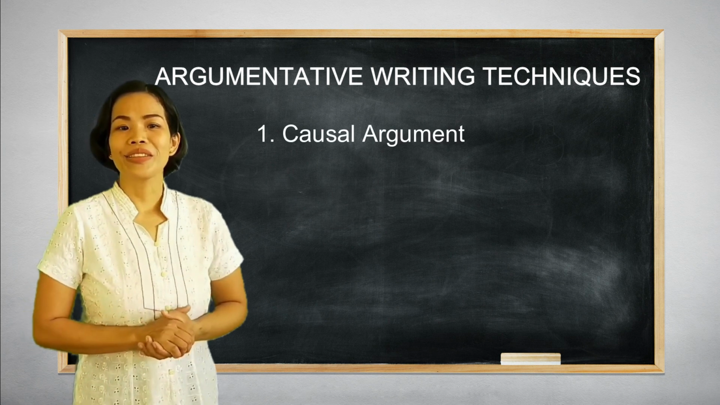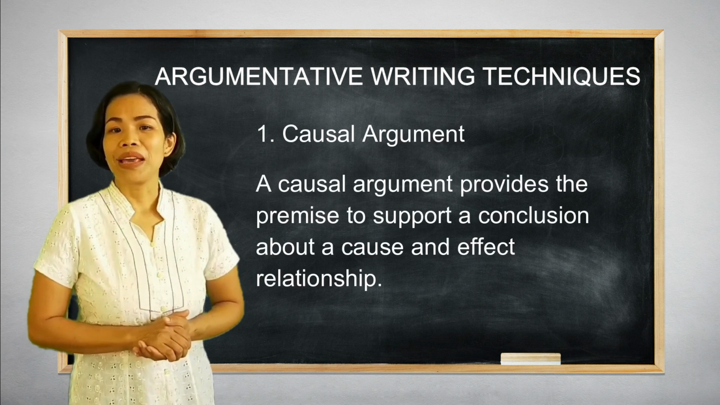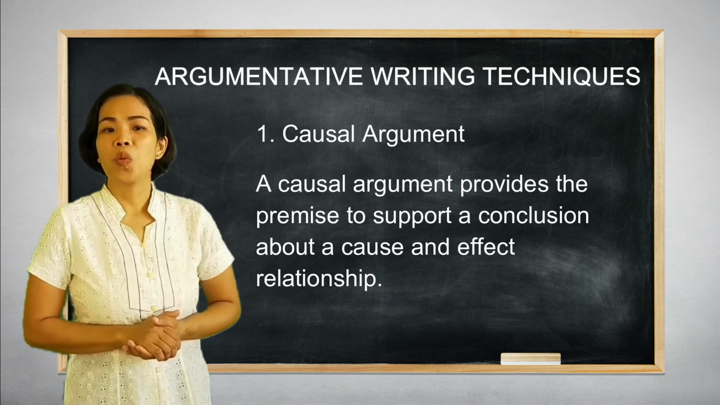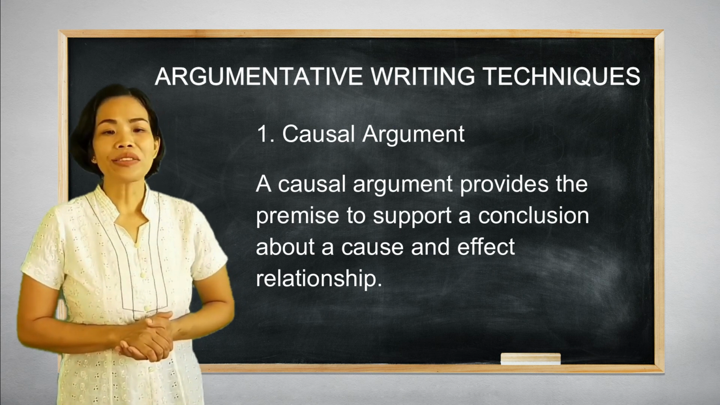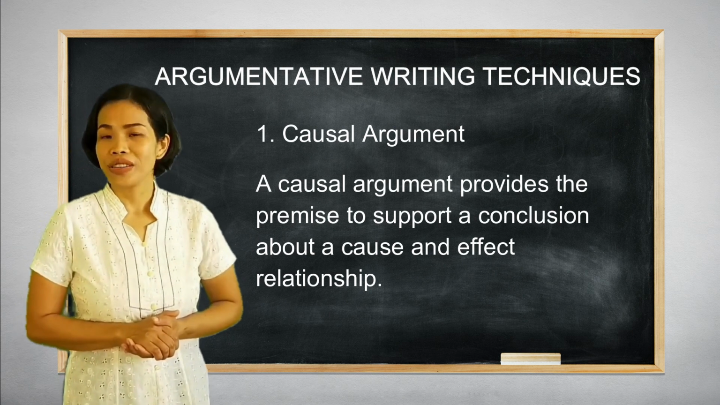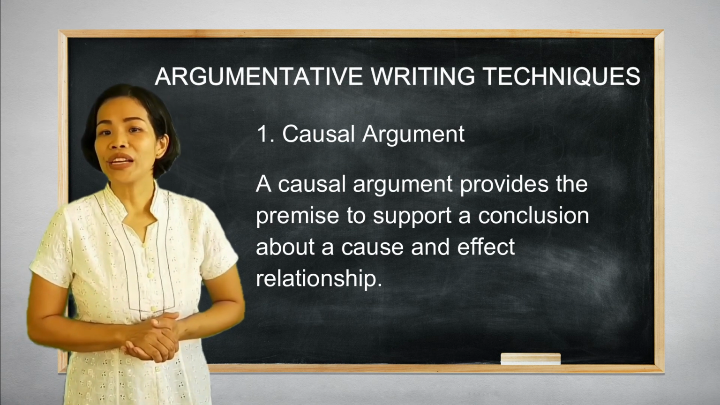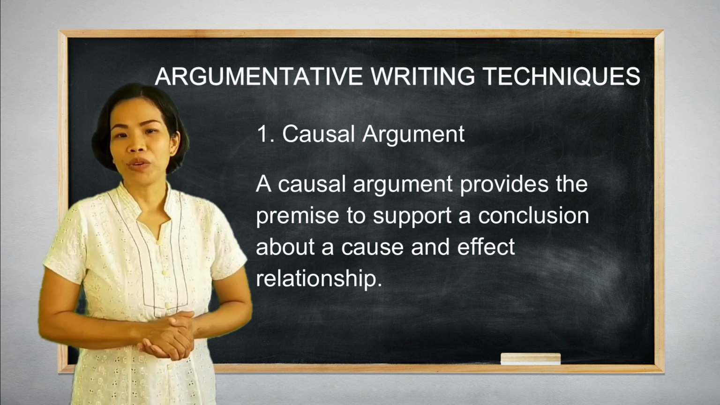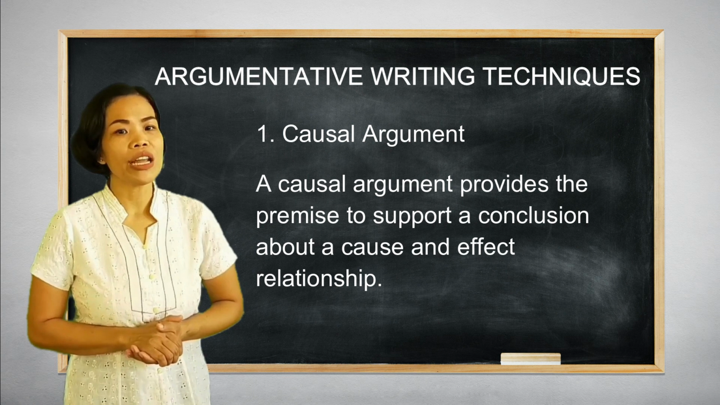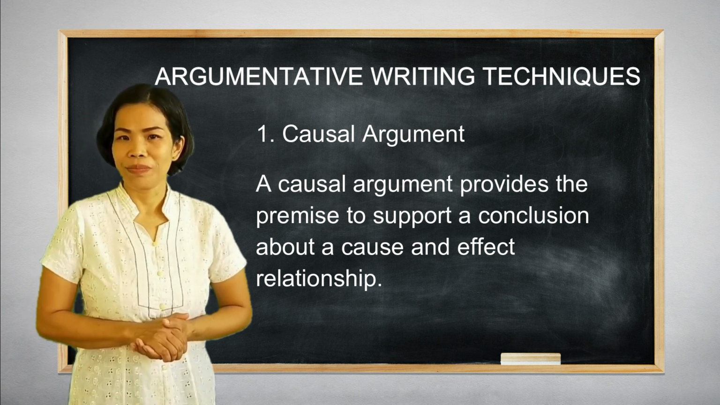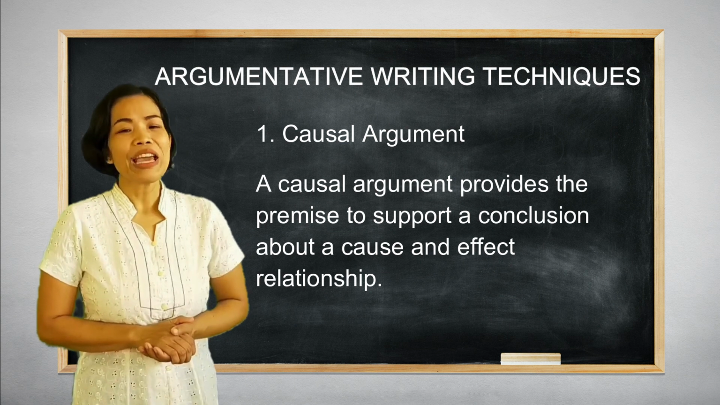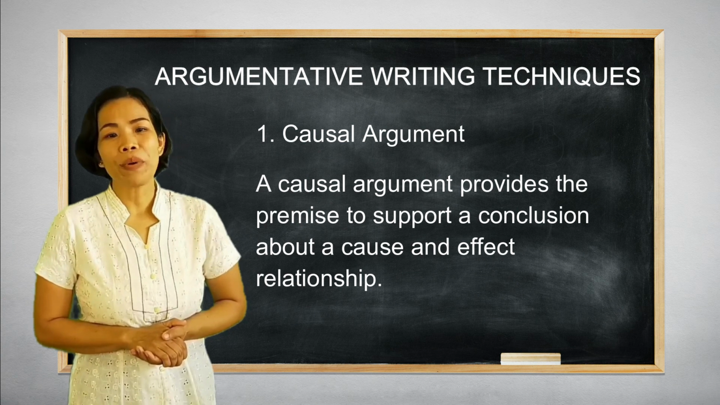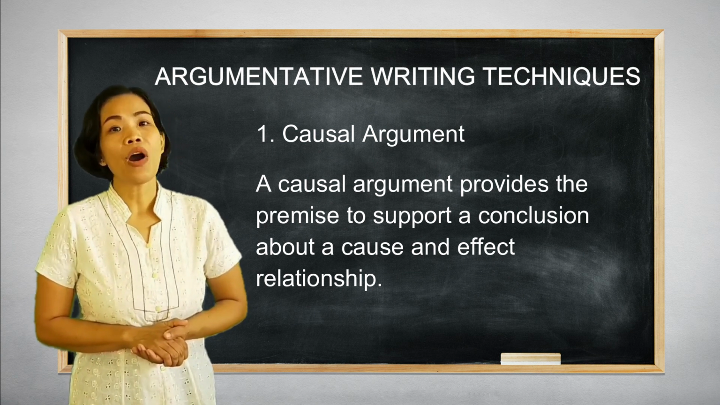1. Causal argument. A causal claim is one that asserts that there is a relationship between two events such that one is the effect of the other. A causal claim takes the form of X causes Y, with X referring to the cause and Y referring to the effect. A causal argument provides the premise to support a conclusion about the cause and effect relationship. For example, if you go to a party instead of studying for an exam, you might say that going to the party caused you to perform badly on the exam.